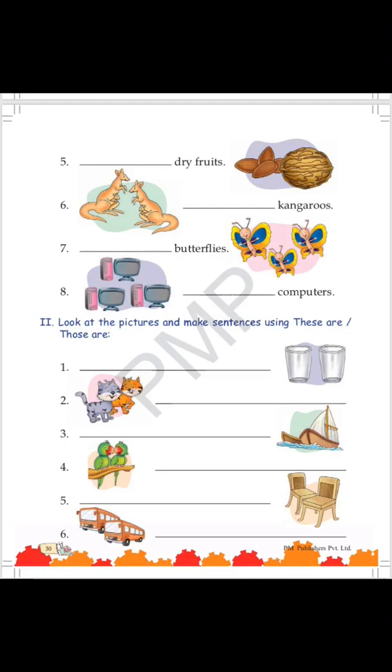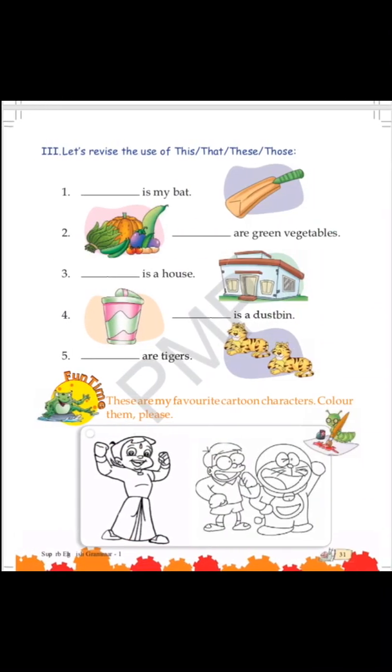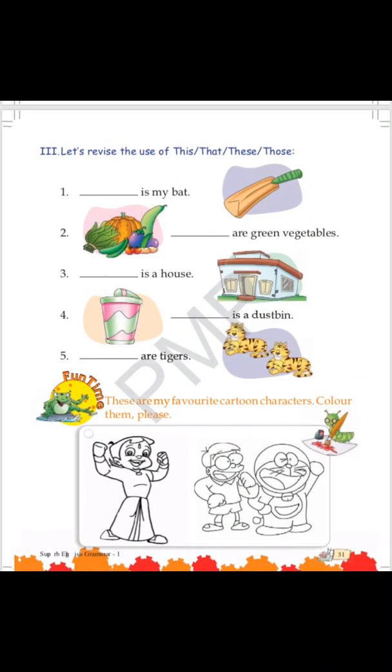And buses are close to the number 6. Then we will write these are buses. These are buses. Okay. Now come to page number 31. And there is question number 3. Let's revise the use of this, that, these, those.